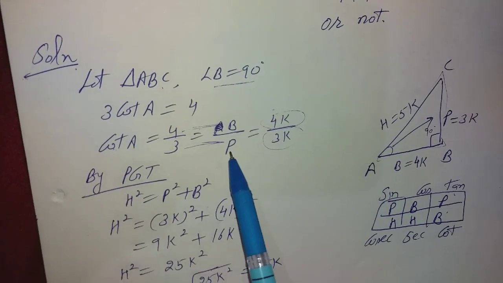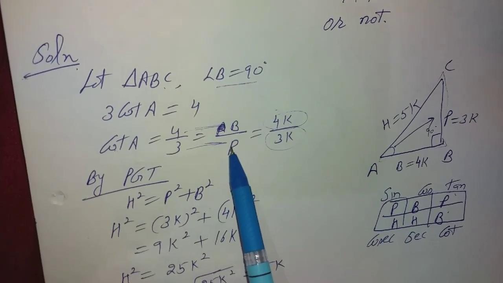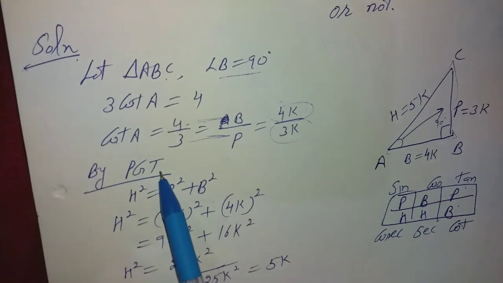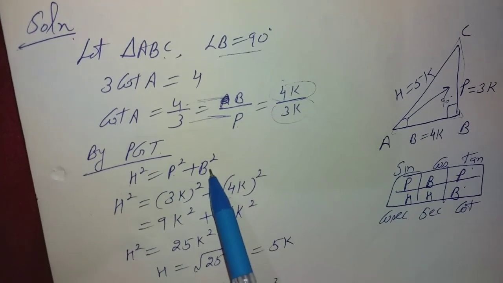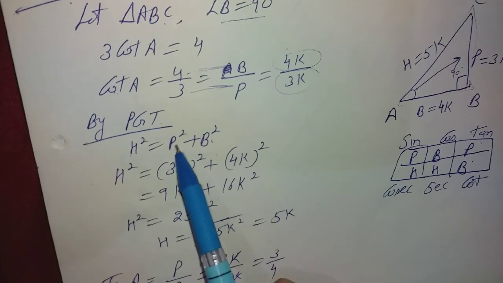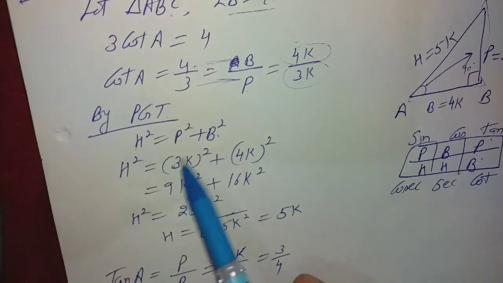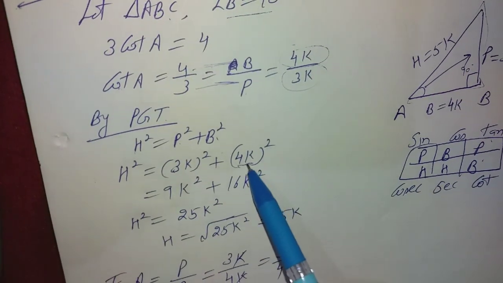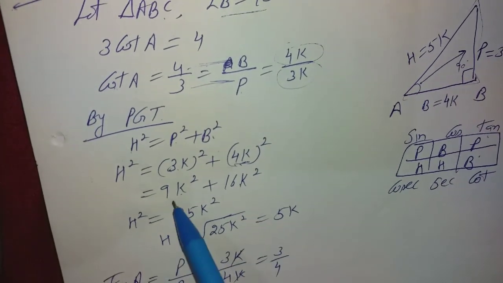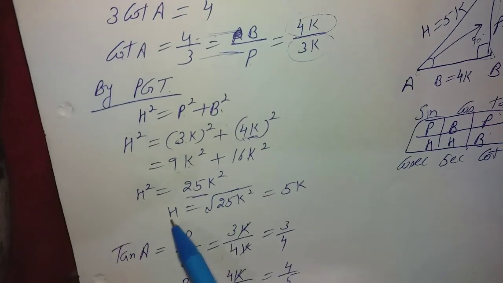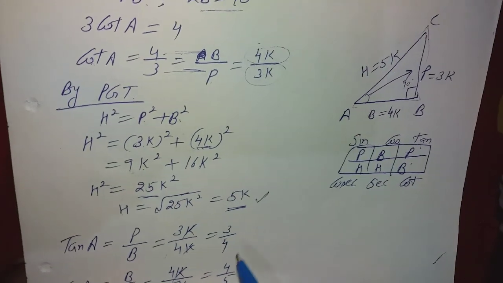So base and perpendicular are given, hypotenuse is not given. So we will use Pythagoras theorem, h square equals p square plus b square. So the value of p is 3k and the value of b is 4k. Square of this. After adding you will get 25k square and the value of h is 5k.